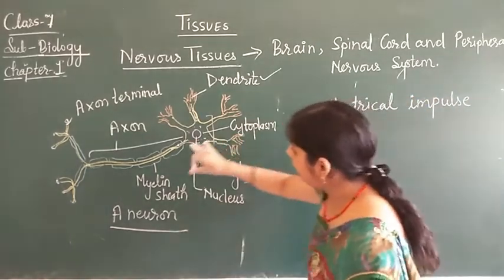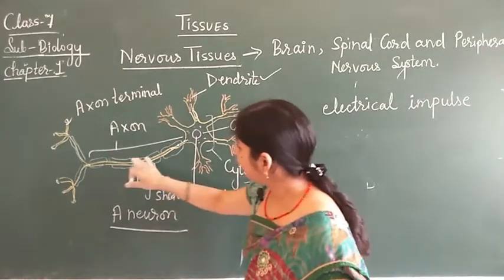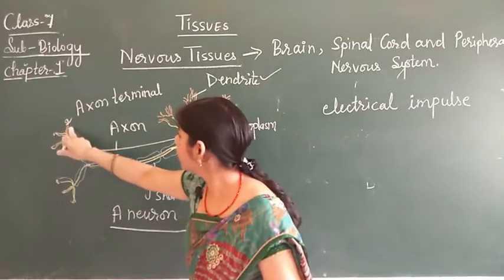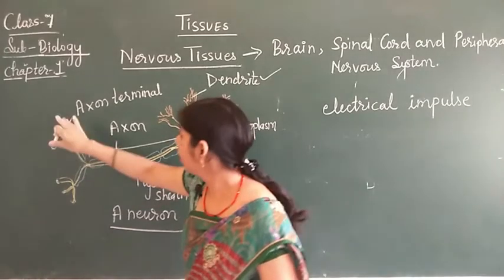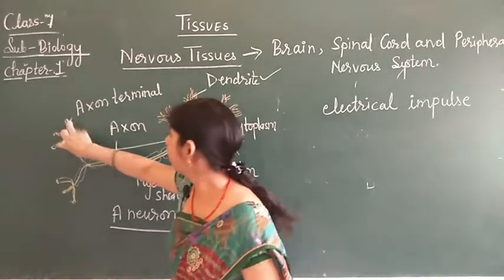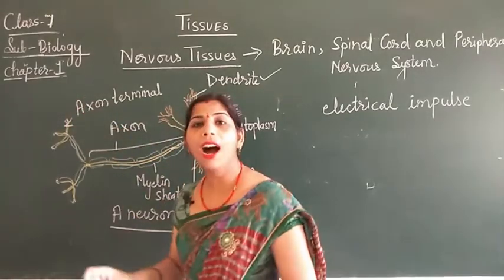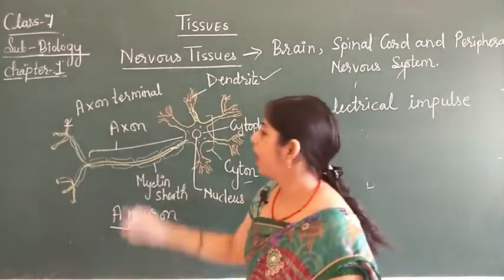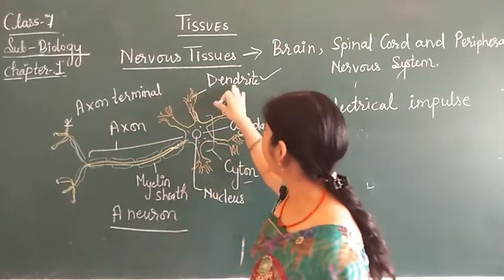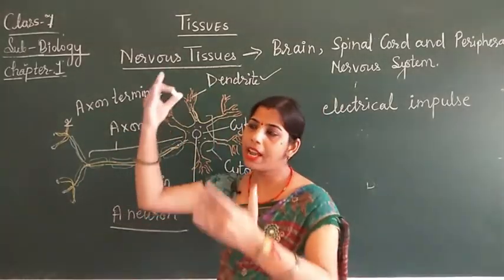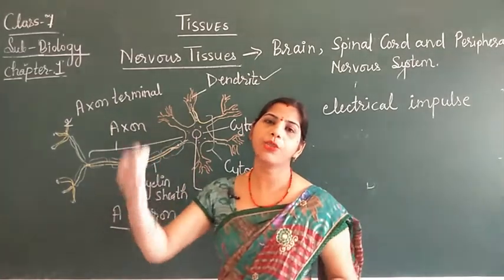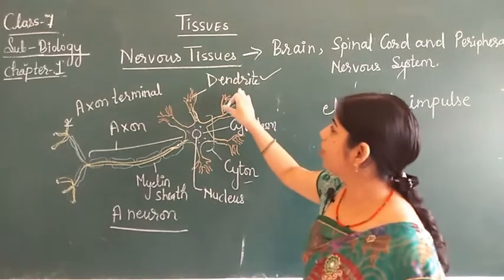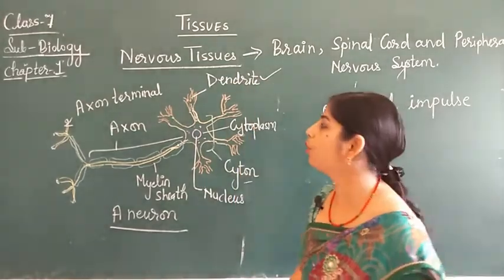Now, as the message is passed along the axon, it then passes to the axon terminal, which is the end part of the axon. These axon terminals are attached to the next neuron. That means the end part is attached to the first part of the next neuron. That means the axon terminal is attached to the dendrite of the next neuron.